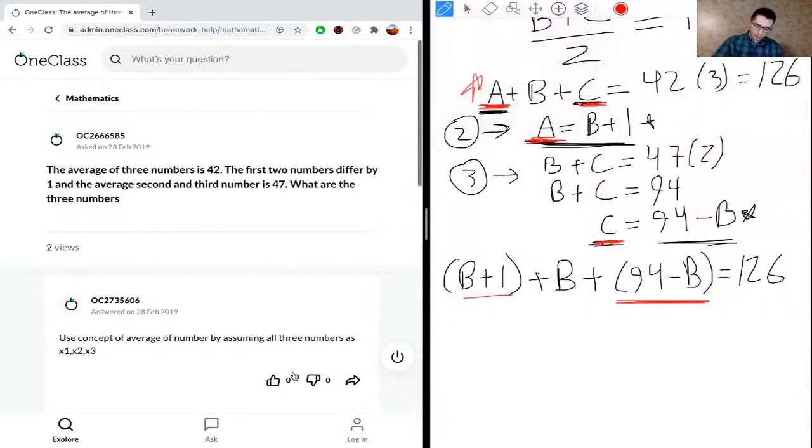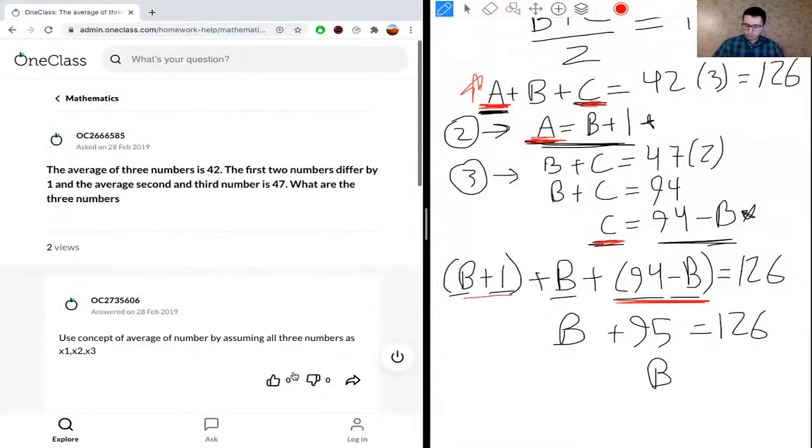Okay, so going on, we can add up all the Bs. We have one B here, another B here, and then minus B, so we'll end up with just B. And then we have 1 plus 94, which is just 95, equals 126. So B will give us 31, since 126 minus 95 is 31.